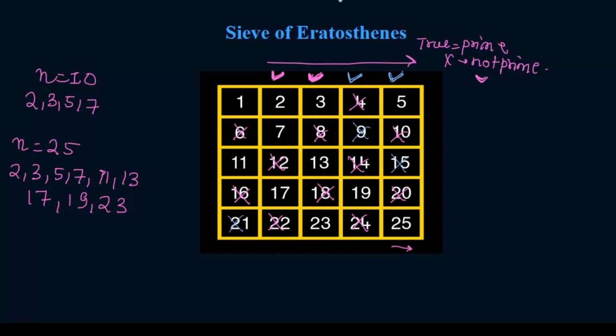So 10 is already crossed by 2, so we don't cross it again. Okay. Now 15 is already crossed by 3. 20 is already crossed by 2. So now we cross 25. So 25 is crossed by 5. Okay. So 25 is a multiple of 5.